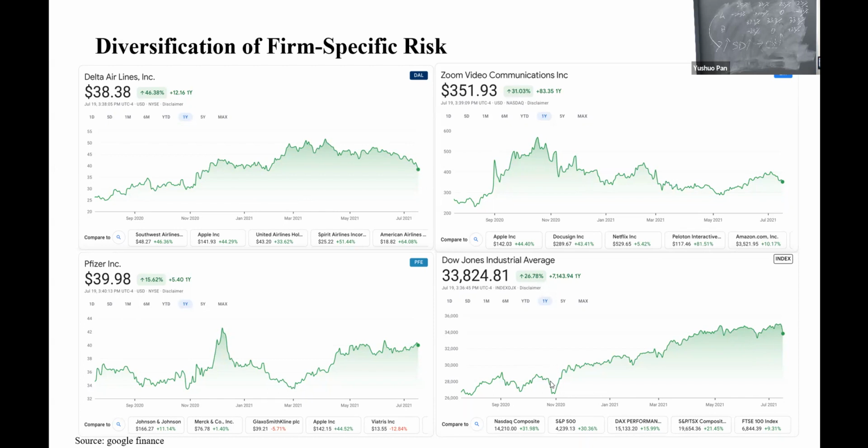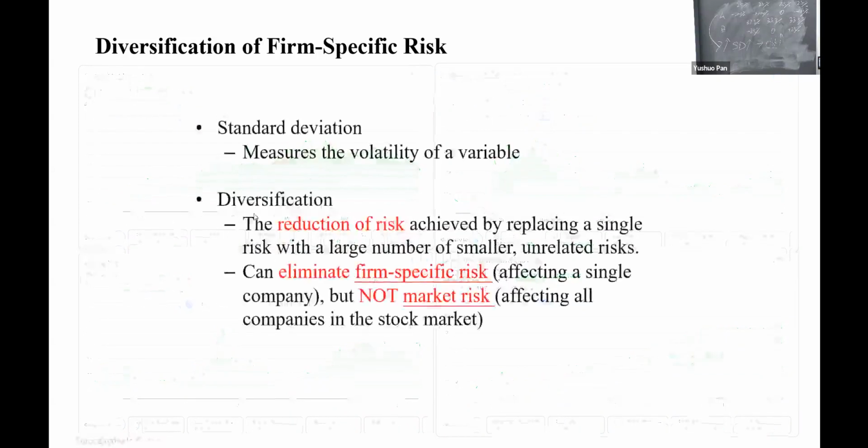But when something happens, that's the market risk. You cannot avoid it. The firms' prices usually went down during that period because that's the market risk. You cannot eliminate it. What you can do is just decrease or decline that risk. So these four pictures tell you what you can do: diversification reduces, or eliminates, or not. All right?